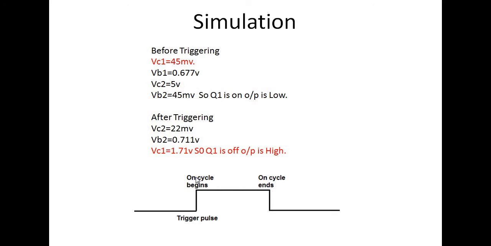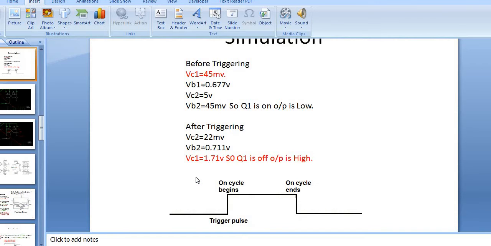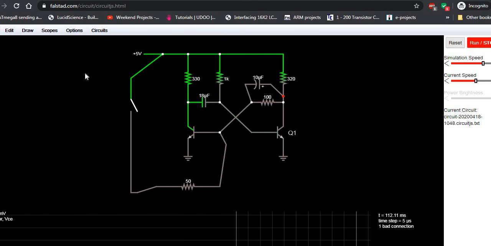Now moving on to the simulation part, right? We are going to simulate this circuit in real time. This is how we simulate using this website. This is the monostable multivibrator. Look at here. Here also we have two transistors in a feedback path. Look at here.